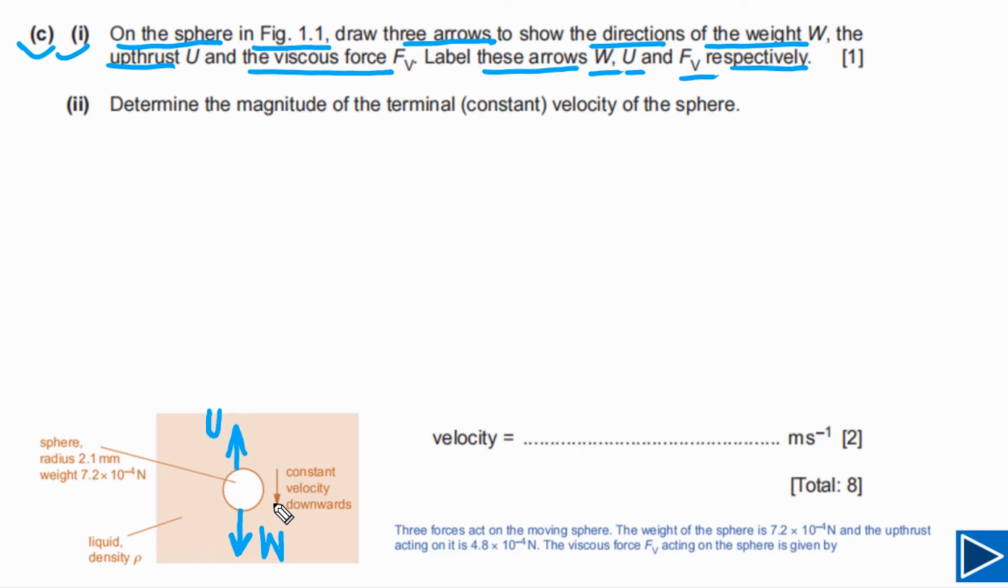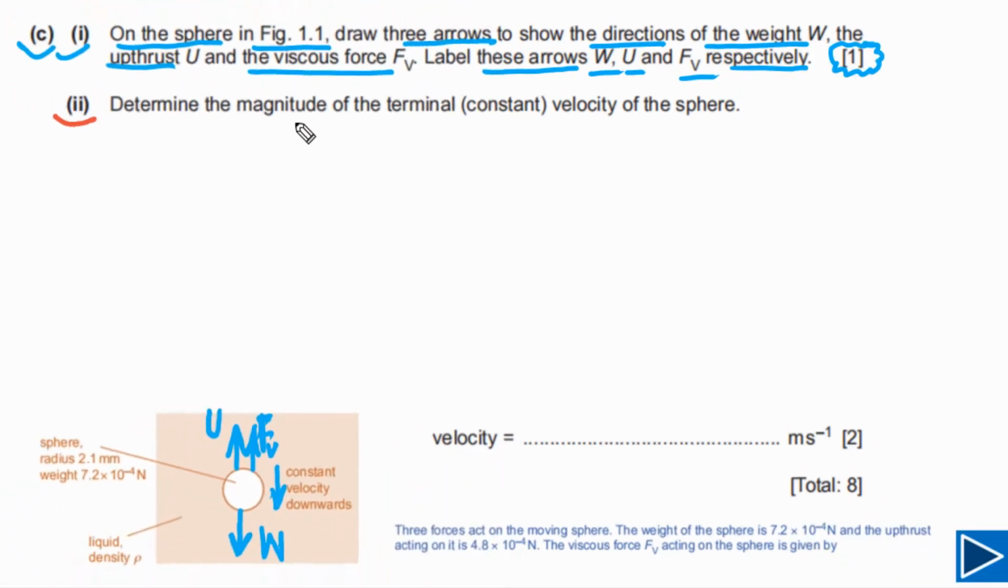Now we need to understand what is direction of viscous force. Direction of viscous force depends on direction of motion. In this case, the sphere is moving downwards. It means viscous force is acting in the opposite direction. So the viscous force has to be acting upwards. So this one we can simply say is FV. This is all we need to do for part 1. If you have drawn these arrows, you will get 1 mark. This part has only 1 mark.